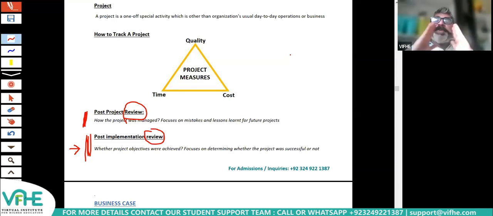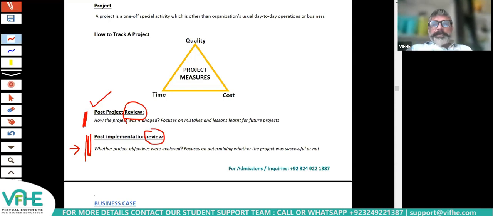So after the project is finished, there are two reviews which are done. One is called post-project review, one is called post-implementation review, PPR and PIR. Post-project review, the first one, simply sees how the project was managed. It does not look at the outcome or the objectives. It just reviews whether proper project management techniques were used or not. Proper planning was done, proper reporting was done, problem solving was done, whatsoever. The focus of post-project review is just to check whether the project was properly managed or not.